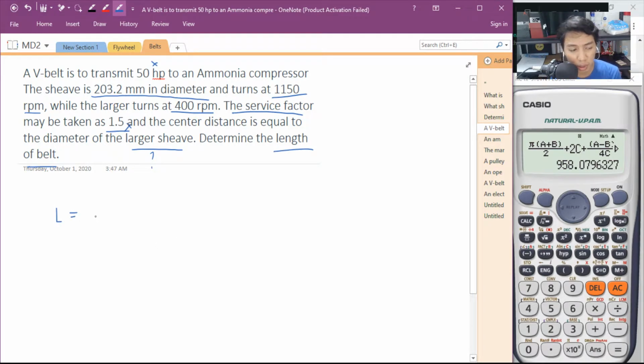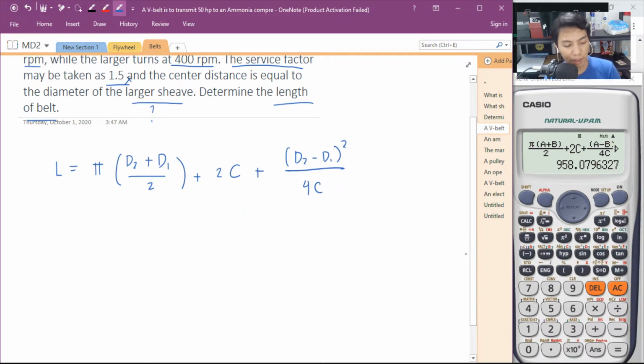So, the length of the open belt is equal to pi D2 plus D1 over 2 plus 2C plus D2 minus D1 squared over 4C. Now, problem will be like this. Wala tayong D1. Diba? Wala tayong D1.